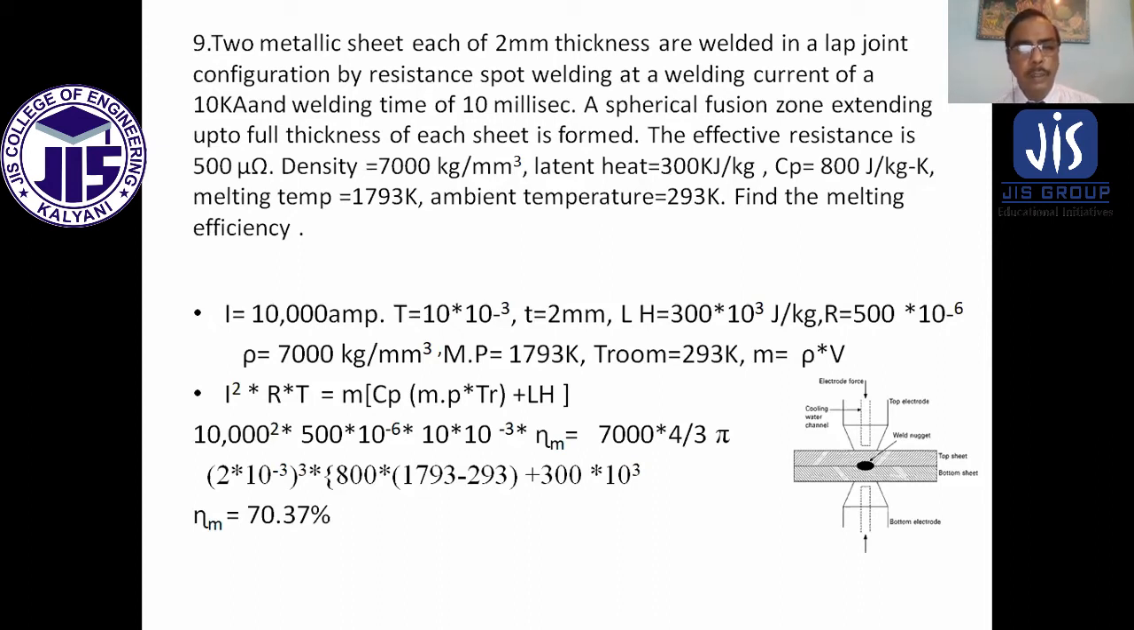I is equal to, the current is 10,000 ampere. And T is equal to 10 into 10 to the power minus 3, this time is in milliseconds. So the thickness is 2 millimeter. Latent heat is 300 into 10 to the power 3 joule per kg. Resistance R is 500 into 10 to the power minus 6. Rho, density, is 7,000 kg per meter cube. Melting point is 1793 Kelvin. Room temperature is 293 Kelvin. Mass is equal to rho into V.